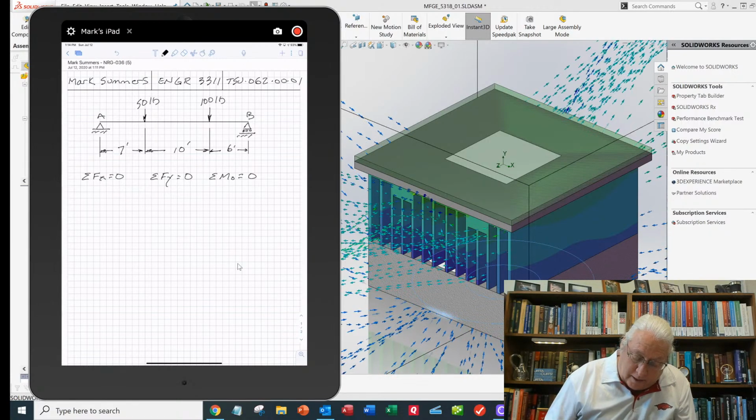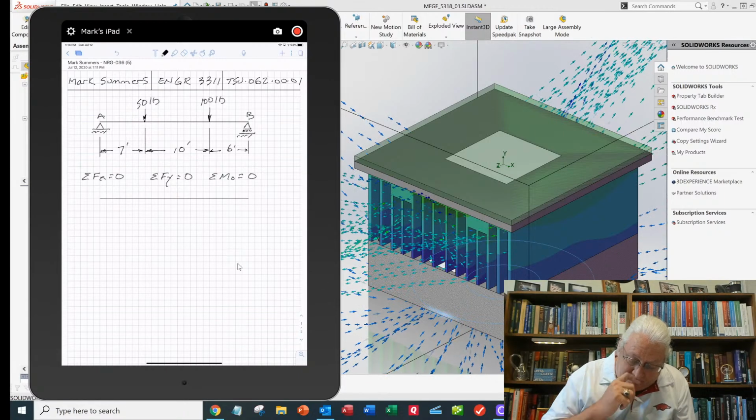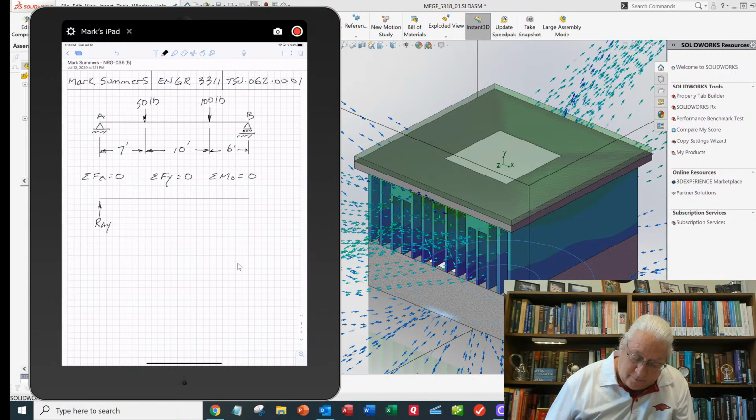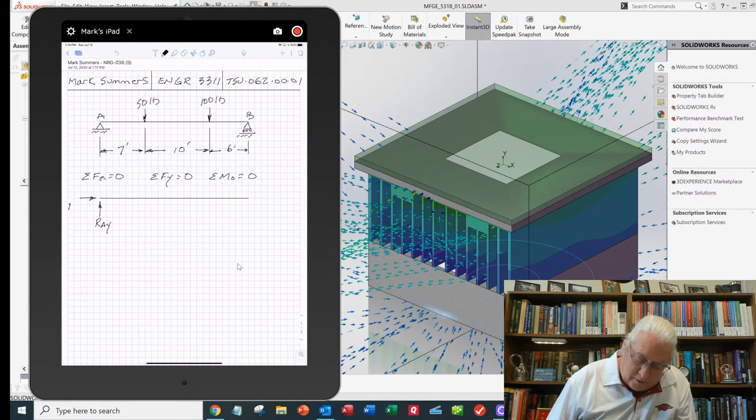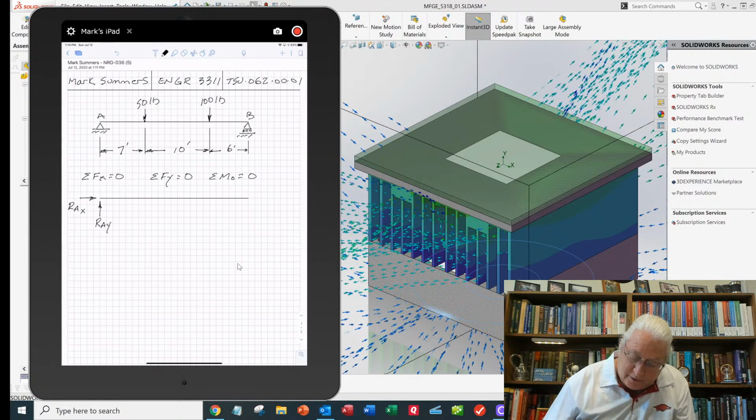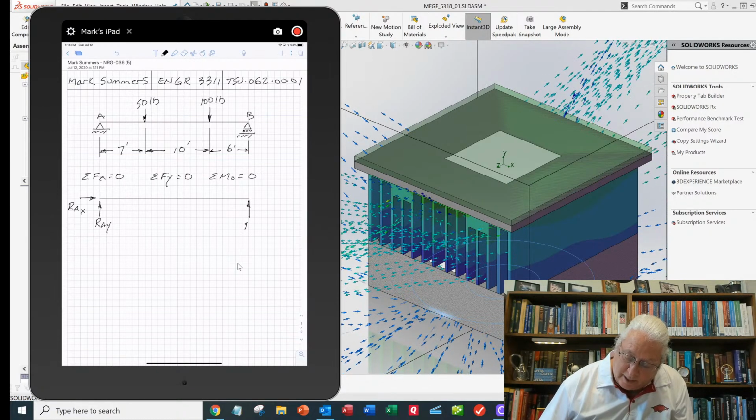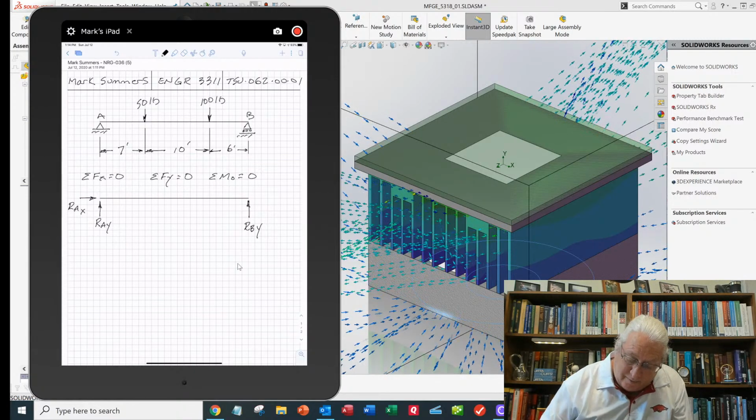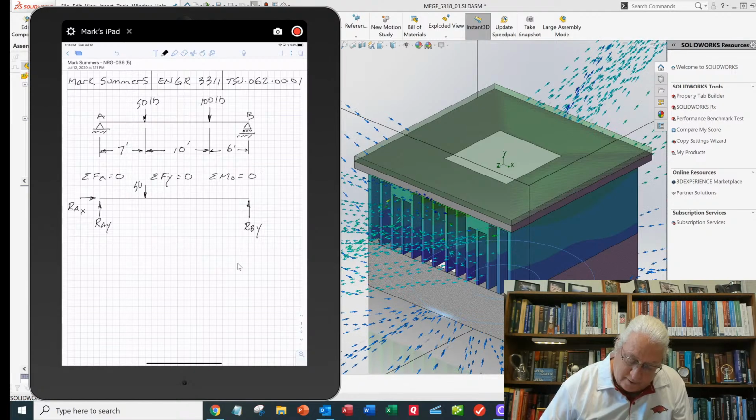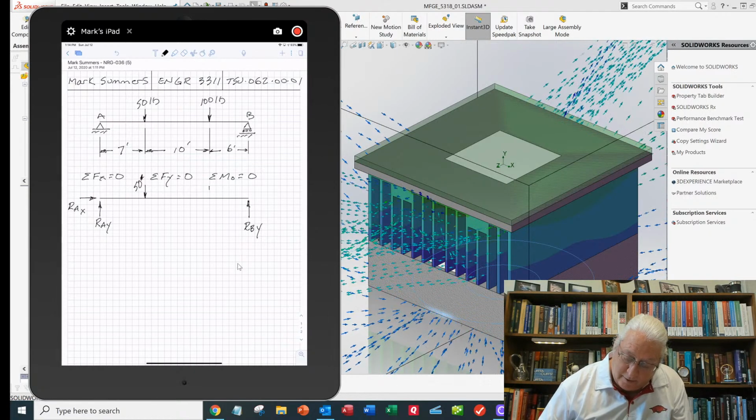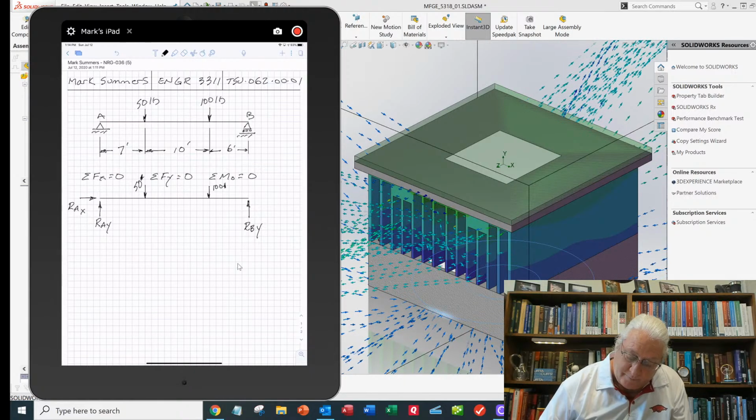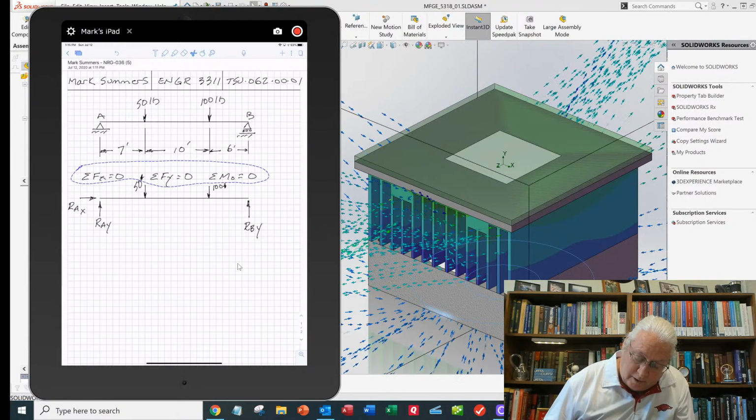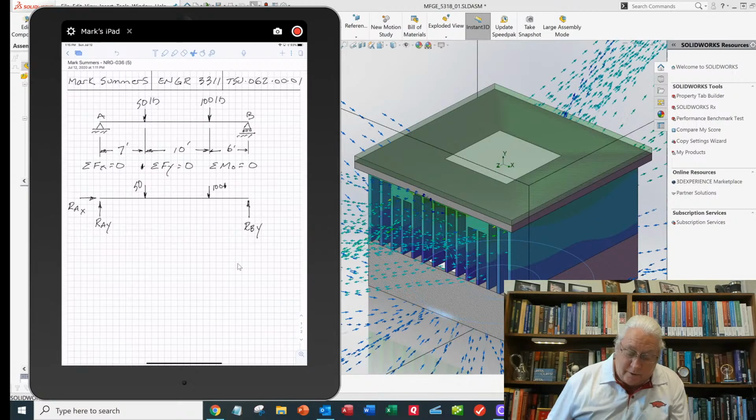So if we draw a free body diagram of our beam, we're going to have, call this RA in the y direction. And we'll call this RA, reaction at point A in the x direction. And then we've got reaction at point B in the y direction. And we've still got our 50 pounds here. And we got 100 pounds here. And we'll move our equations up out of the way so we can still see what's going on.